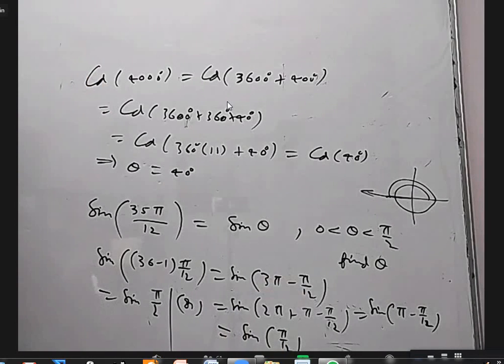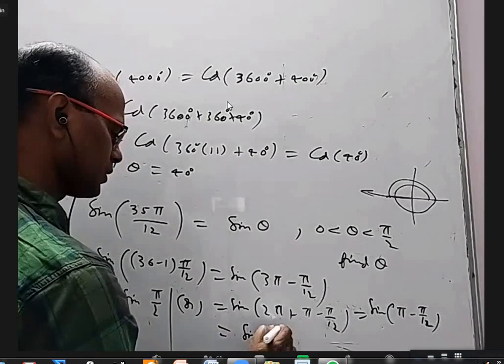Because second quadrant is positive. Theta is equal to pi by 12. In degrees, it is 15.